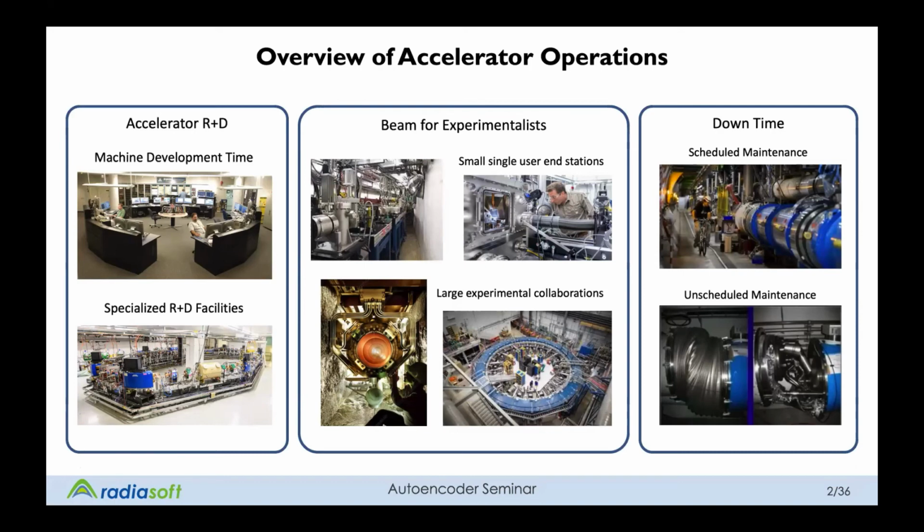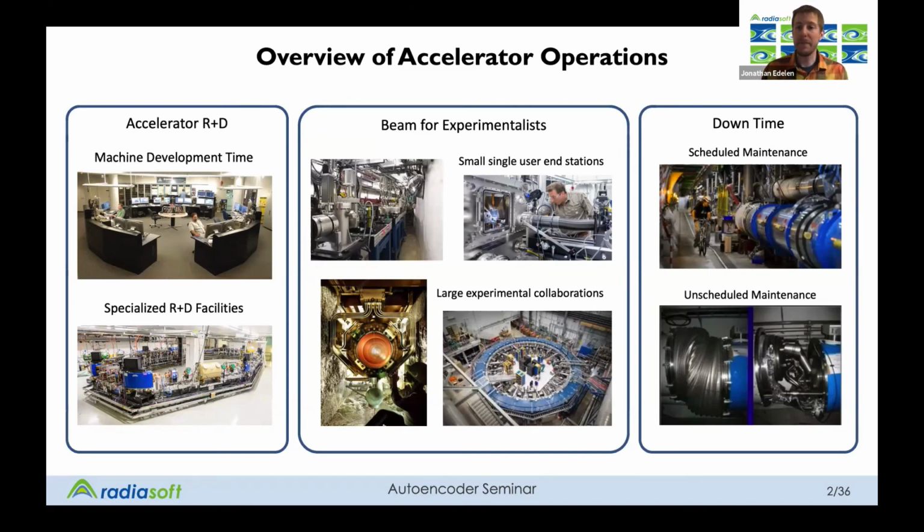There's three broad categories of time that's spent in accelerator operations. We have accelerator R&D, which is machine development time or specialized R&D facilities. This is specifically focused on doing research to improve accelerator performance or new accelerator technologies. There's delivering beam for experimentalists, which is anything from small single user end stations like X-ray light sources to large experimental collaborations such as the ones pictured here. This is the G-2 ring at Fermilab. And that's obviously a very important part of accelerator facilities.